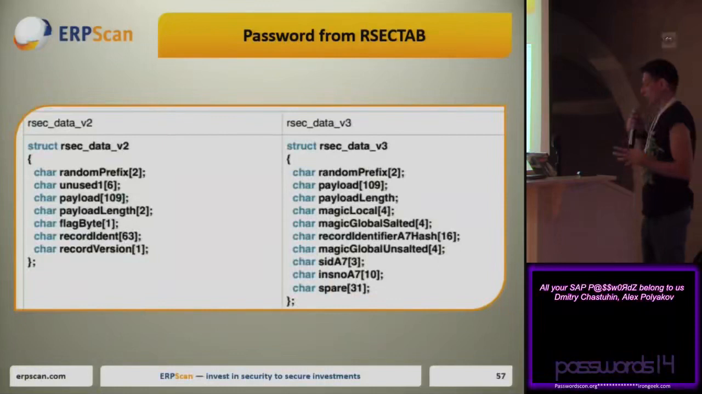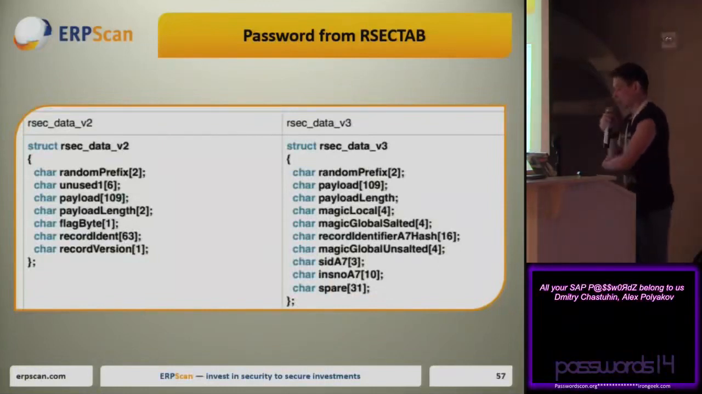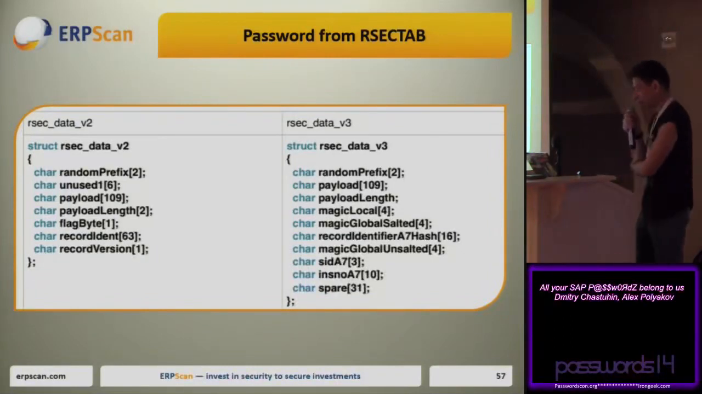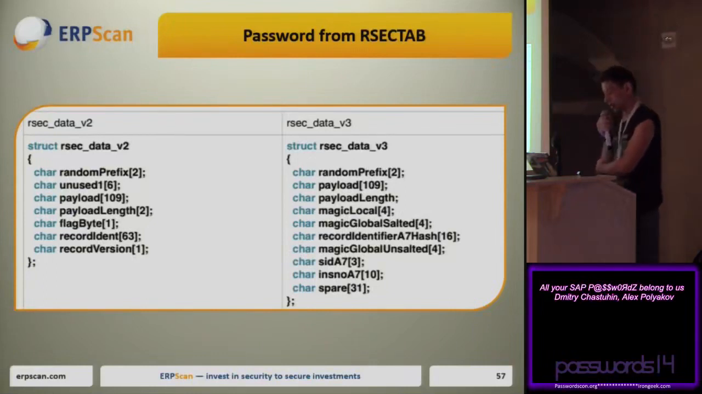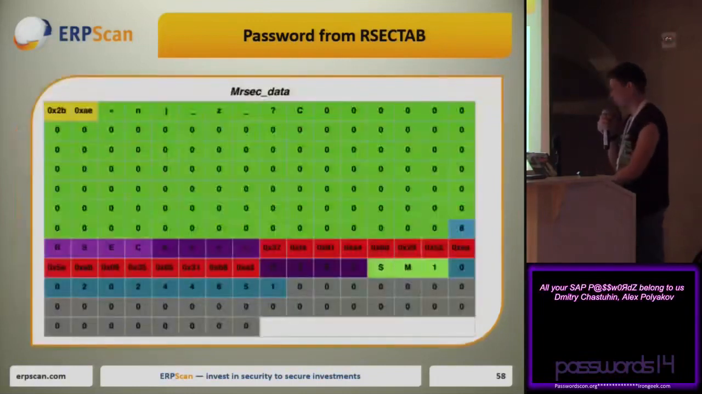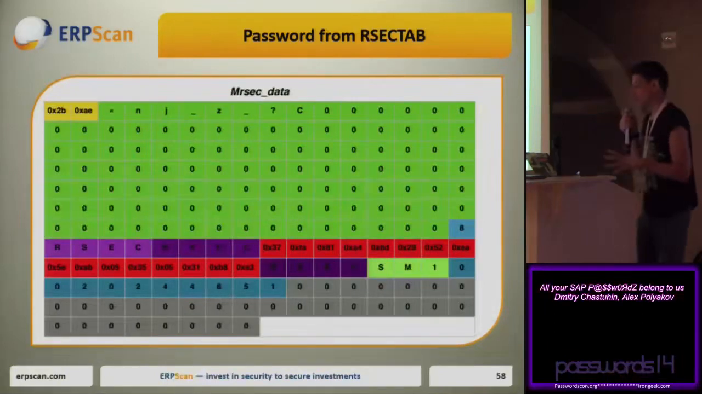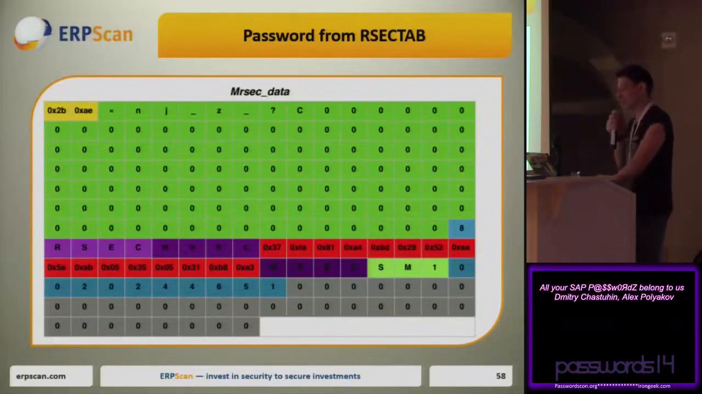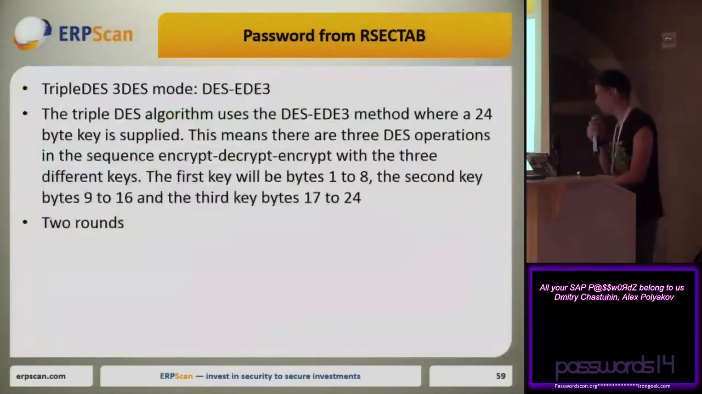How does SAP encrypt this data in the security storage? First of all, SAP creates this structure in different versions. Besides data, it also encrypts some additional information like SID, instance number, and some magic values which will be used later. That's how this structure looks. It starts with random numbers, after that the payload, and after that some signatures, checksums, and SID.